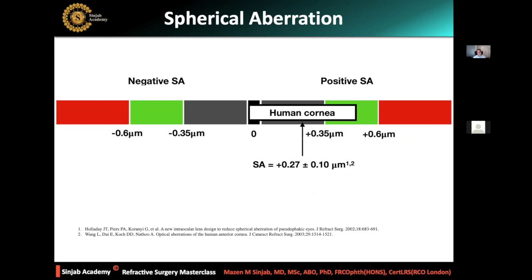Now, where is the human cornea? The human cornea is in the positive direction. The spherical aberration generated by the human cornea is plus 0.27 microns plus minus 0.1. All right, so it is in the positive direction. And usually the normal range is up to plus 0.55, okay? All right.